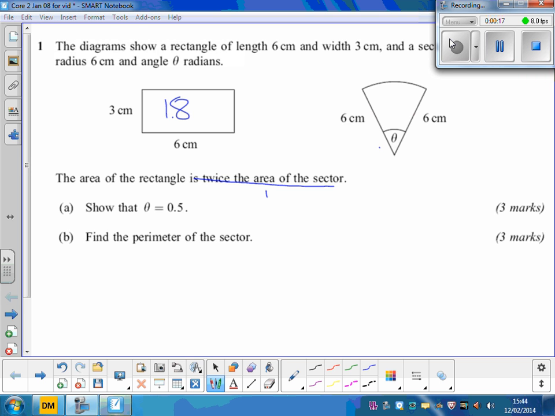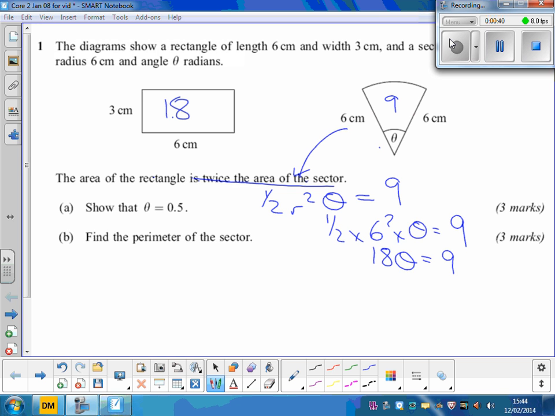The area of a sector formula is a half r squared theta, and we want it to be, so the area of the rectangle is twice the area of the sector, so this is half of that. This is going to have to be 9. Well, r we know is 6, so we've got a half times 6 squared times theta equals 9. 36, half of 36 is 18, and so theta equals a half.